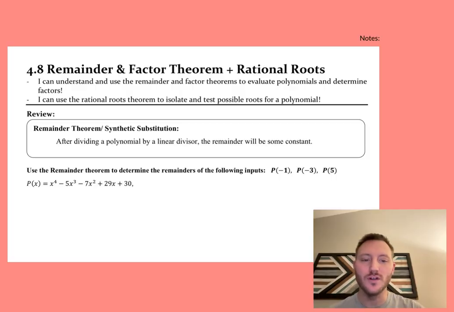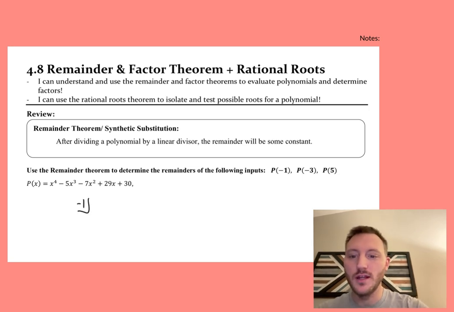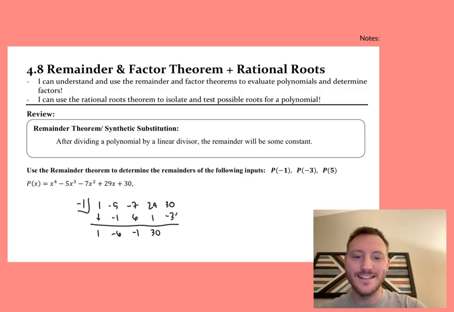So we have this example here where it's asking us to plug in -1, -3, and +5 into this equation. What we're going to do is use synthetic substitution to help us find that remainder. So here we have -1, and we're plugging it in for 1, -5, -7, 29, 30. Once again, we're dropping down that first term. That's -1, -6, +6, -1. That's a +1, that's a +30, that's a -30, which gets me my remainder of 0.